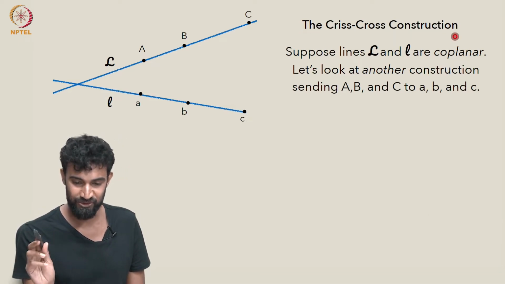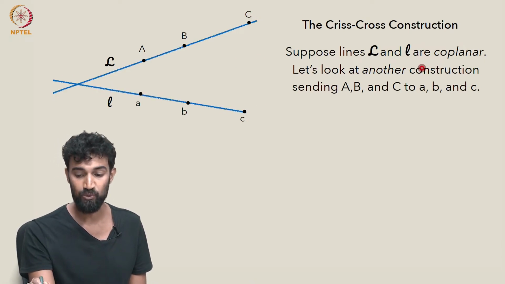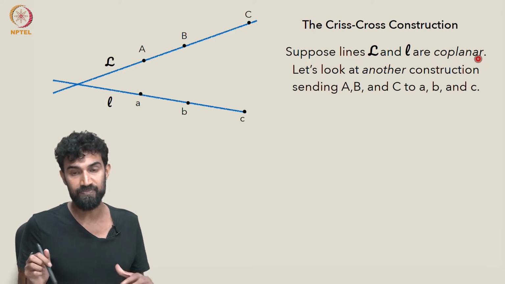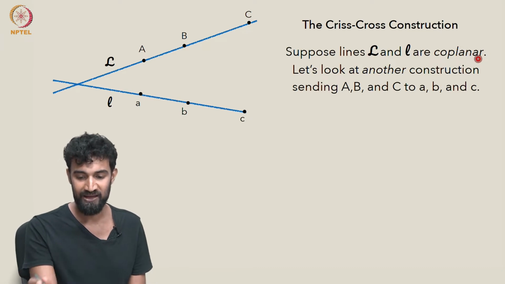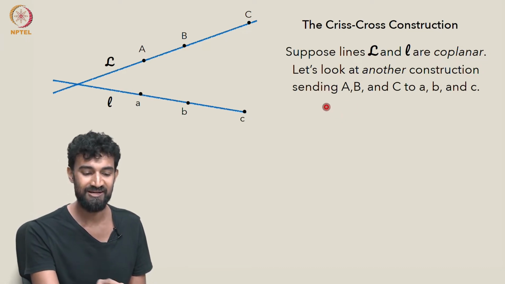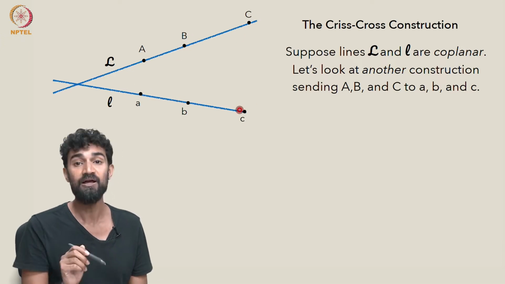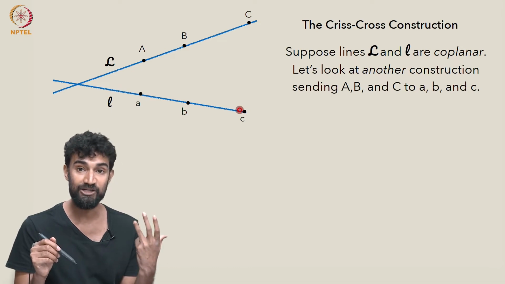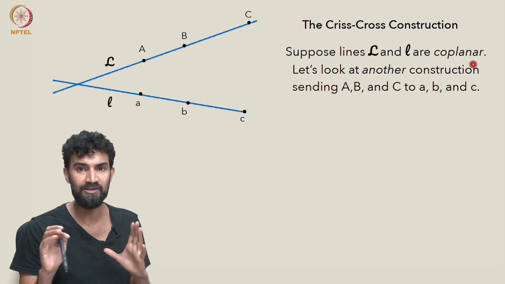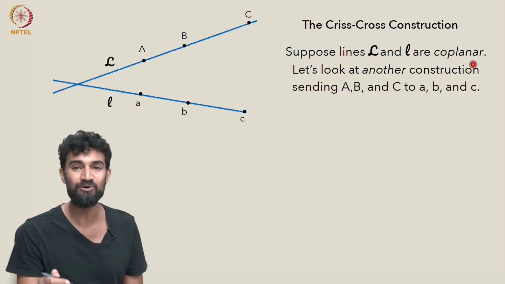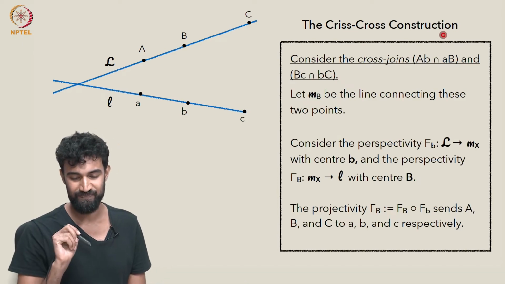So the construction, the crisscross construction, is as follows. Let's take lines capital L and little l, which are coplanar. So they're in a P2, not in a P3. They're coplanar, they share a plane. And let's look at another construction sending capital A, capital B, and capital C to little a, little b, and little c. We've already seen a construction a few lectures back, which in fact worked even if these lines were not coplanar. Now let's assume they're coplanar and see a more specialized construction known as the crisscross construction.